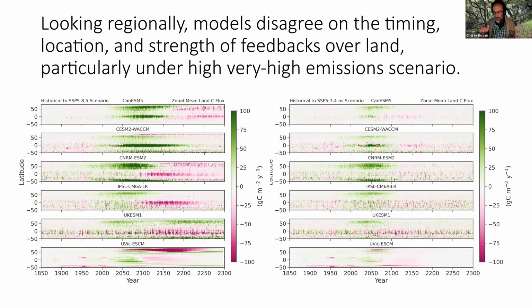And again, the UVic ESCM, which is an EMIC, the most complex of the reduced complexity EMICs, and in particular includes a representation of the permafrost carbon feedback, also shows, even in this scenario, a fairly substantial loss of carbon in the period of high emissions in the latter half of this century, which never really reverses. It weakens after the climate cools again, but it never reverses. And so you can already start to see these really strong differences, both quantitative, as in the prior slide, but also importantly qualitative, about the timing, magnitude, and location of transitions in the terrestrial cycle.